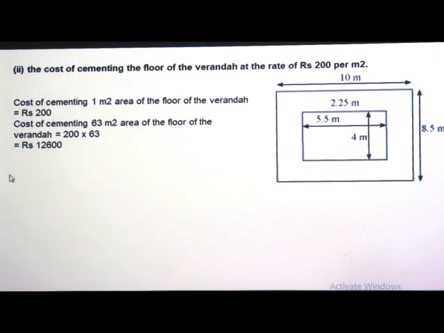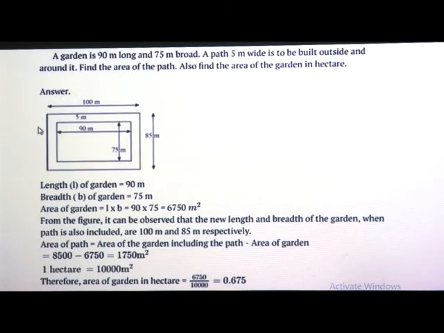So, in this way we tried to find out the area of a veranda and then the cost of cementing the veranda floor, which is rupees 12,600. One more example which is very similar to it.